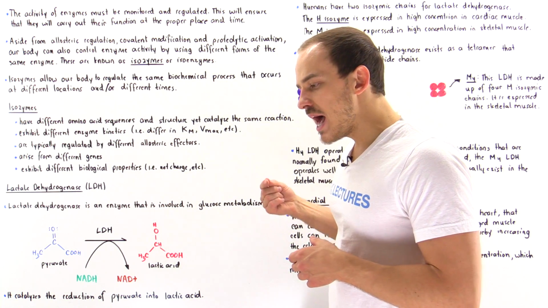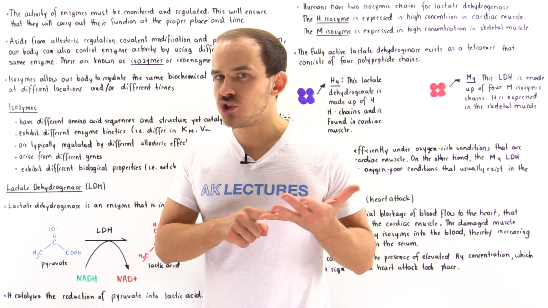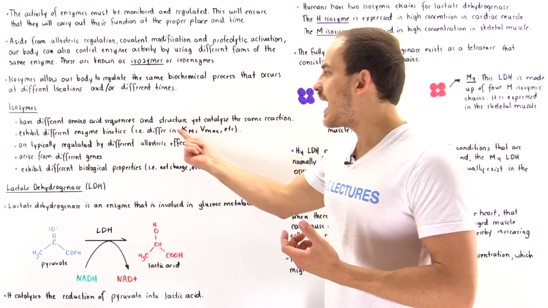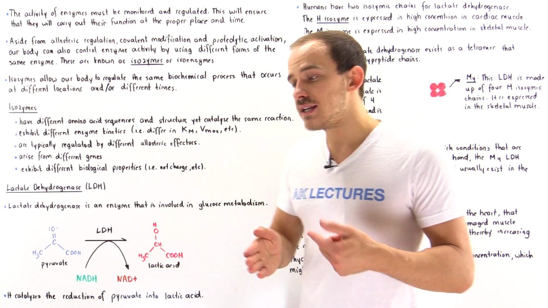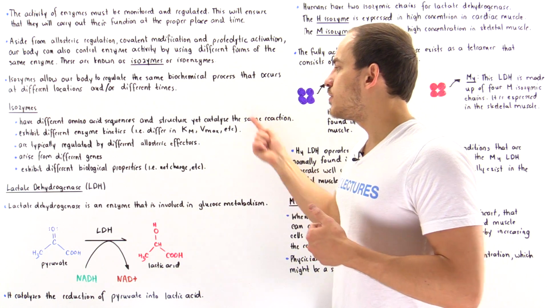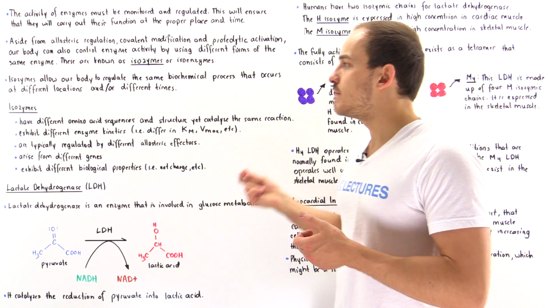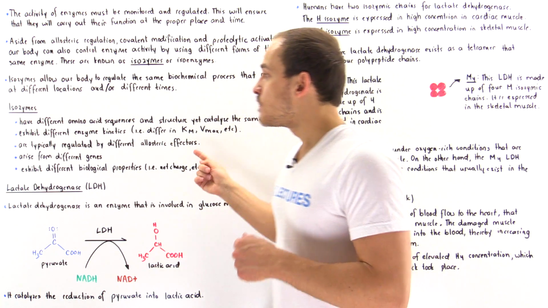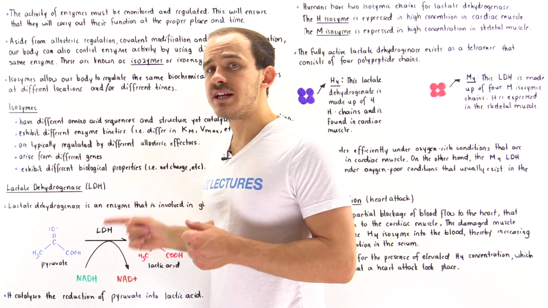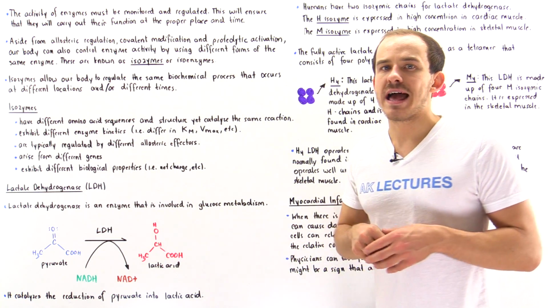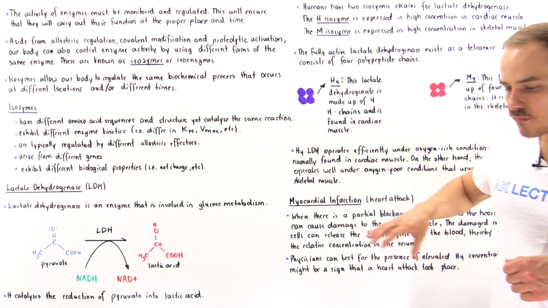Now, not only that, but isozymes also generally have different enzyme kinetics. So they differ in the Km value, the Michaelis constant, in the turnover number kcat, and they also differ in things like the Vmax, the maximum velocity at which the enzyme operates. And isozymes are also typically regulated by different types of regulatory molecules, different types of allosteric effectors.